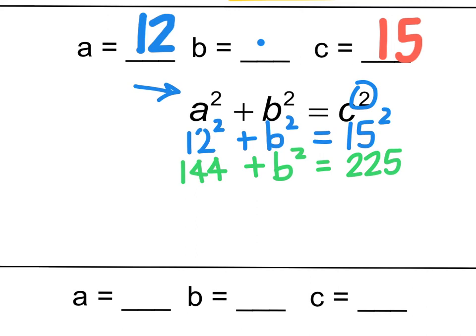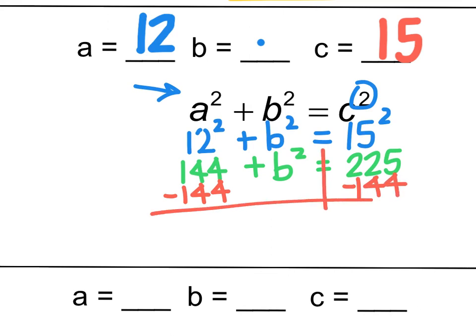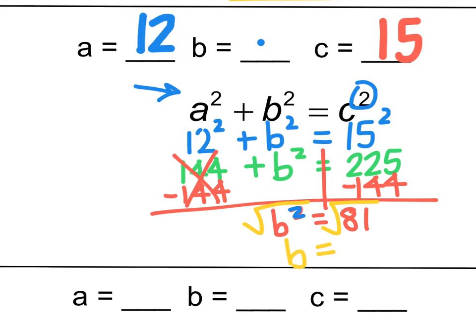Now how do we isolate our b? To isolate our b, we do the opposite. Since 144 is being added, we will subtract 144. But what we do to one side, we do to the other. So this cancels out, and b squared is 81. We're still not finished isolating b because it still is squared. So we must do the opposite. The opposite of squaring a number is taking the square root. So the square root of 81 is equal to 9.